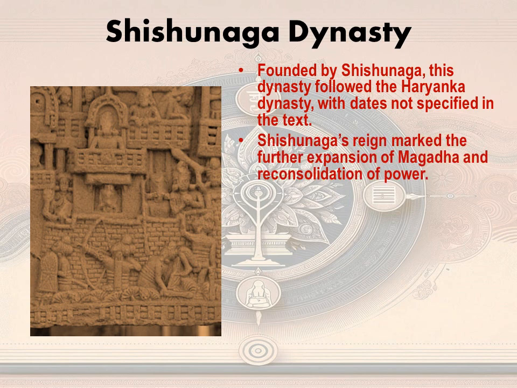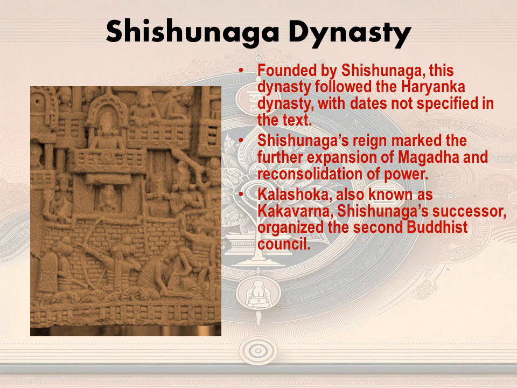Shishunag's reign marked the further expansion of Magadha and reconsolidation of power. So there were a few expansionist activities during Shishunag's reign, and this projected and reconsolidated the power of Magadha. Kalashoka, also known as Kakavarna, was Shishunag's successor who organized the second Buddhist council. So the second Buddhist council was organized by Kalashoka, the successor of Shishunag.